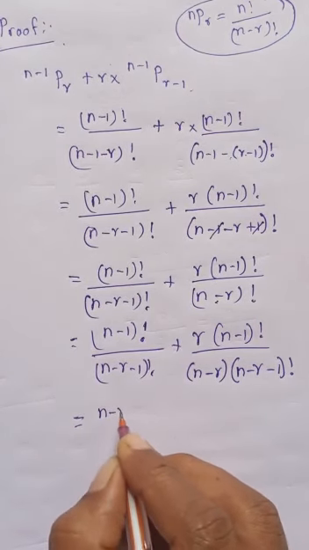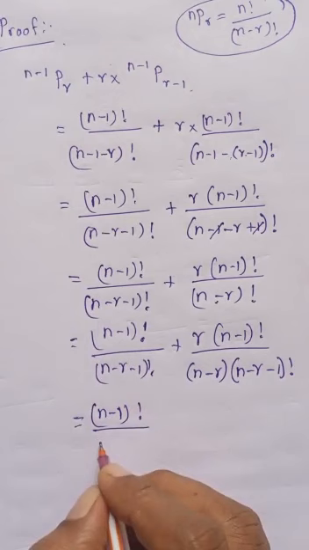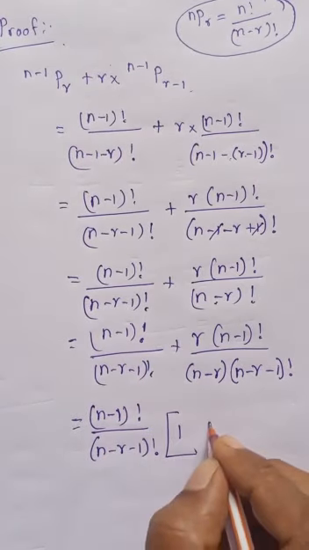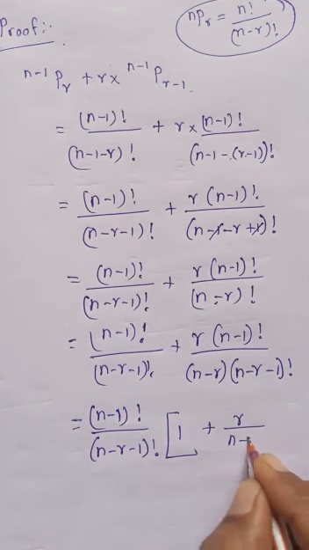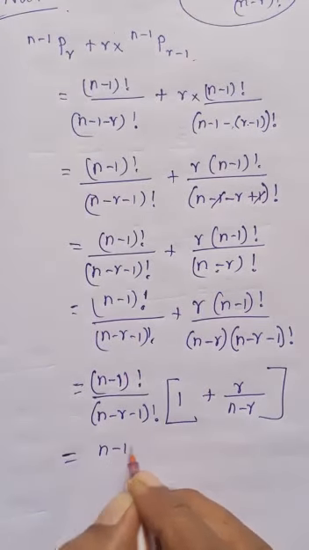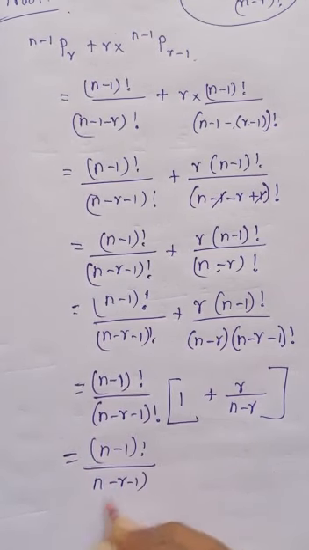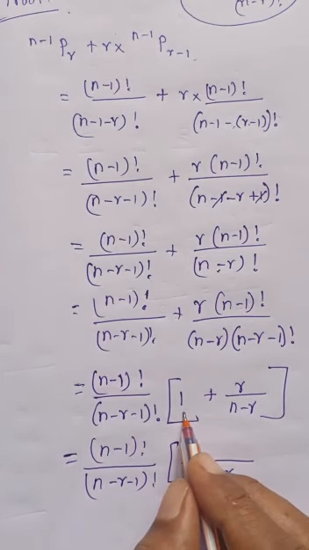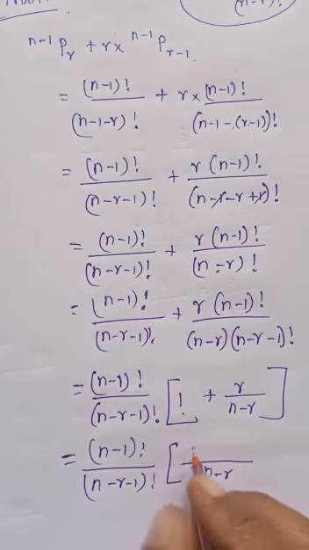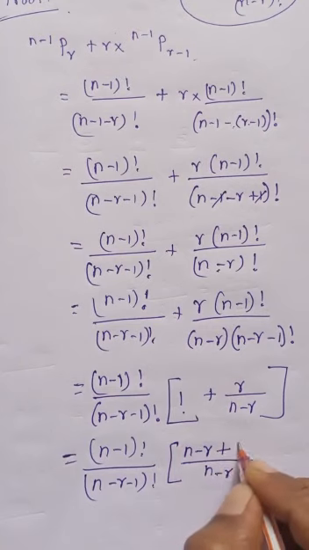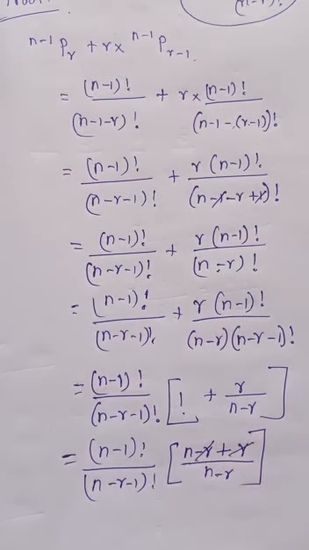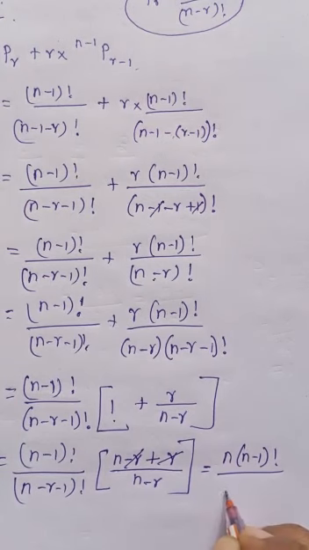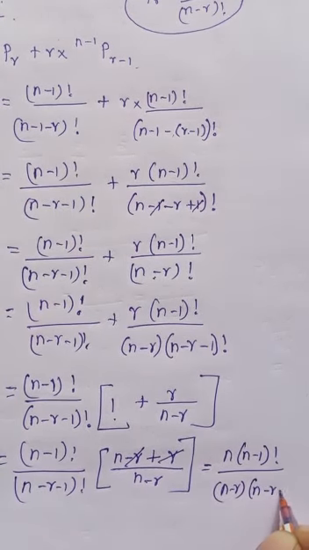Now (n minus 1) factorial in the numerator and (n minus r minus 1) factorial in the denominator are common. So totally we have taken out 1 plus r by (n minus r). See, here (n minus 1) factorial by (n minus r minus 1) factorial into, take LCM, the LCM is n minus r. Here no number is there, now I have given n minus r, so the numerator must be multiplied by n minus r plus r. R is there, isn't it? Which is equal to n into (n minus 1) factorial by (n minus r) into (n minus r minus 1) factorial.